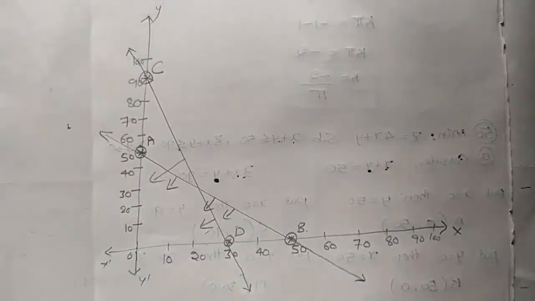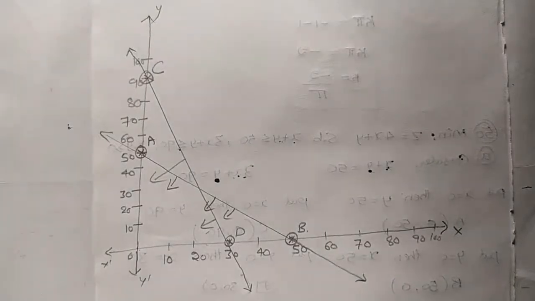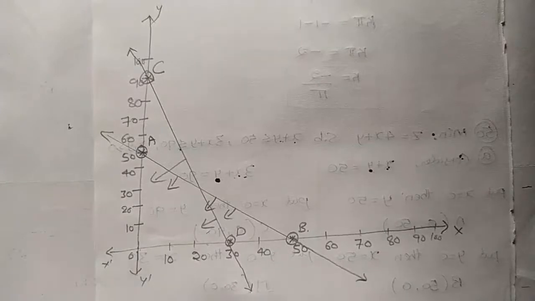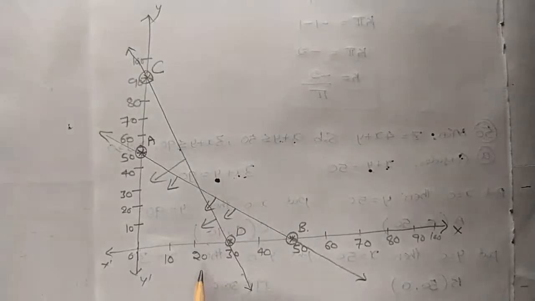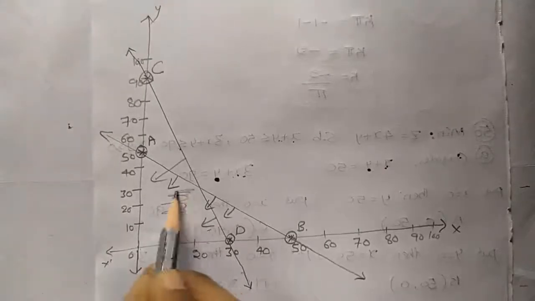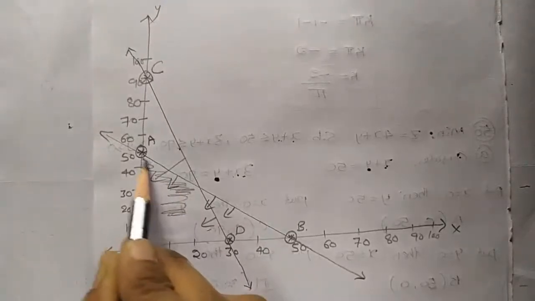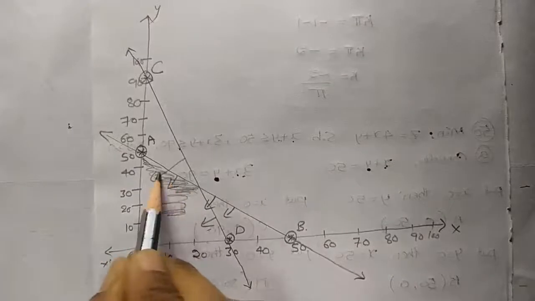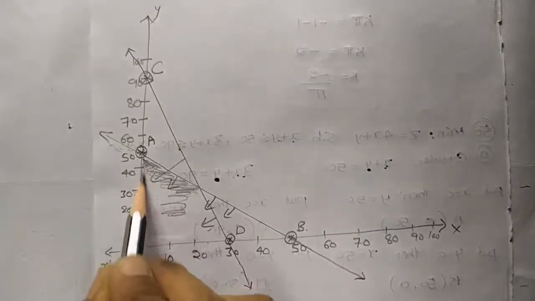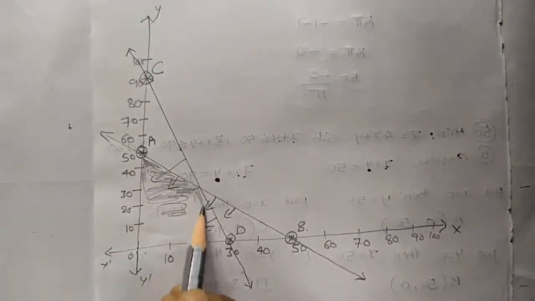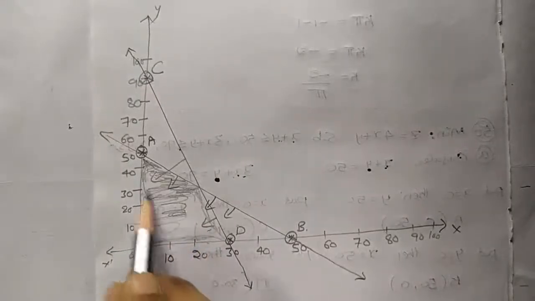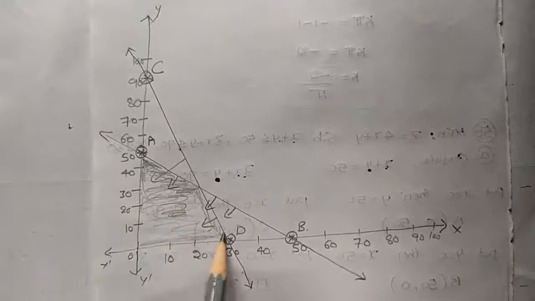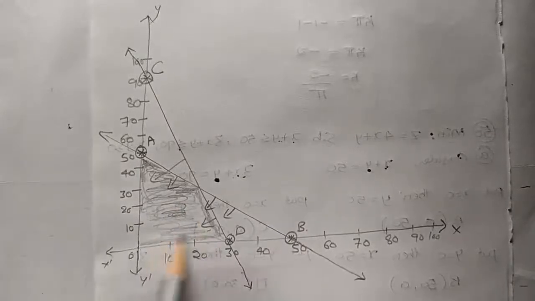Now see where the common region is bounded, where the 2 regions are coincided. This portion. In this portion, region is bounded. Common region is bounded. Therefore, this will be the solution region or feasible region. Shade this portion very thickly.